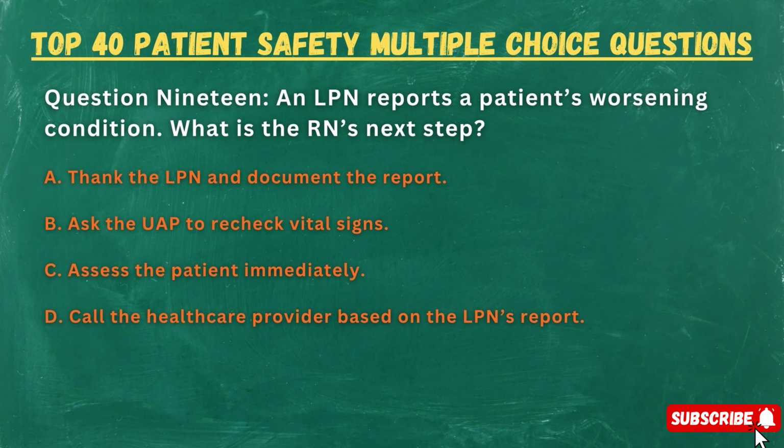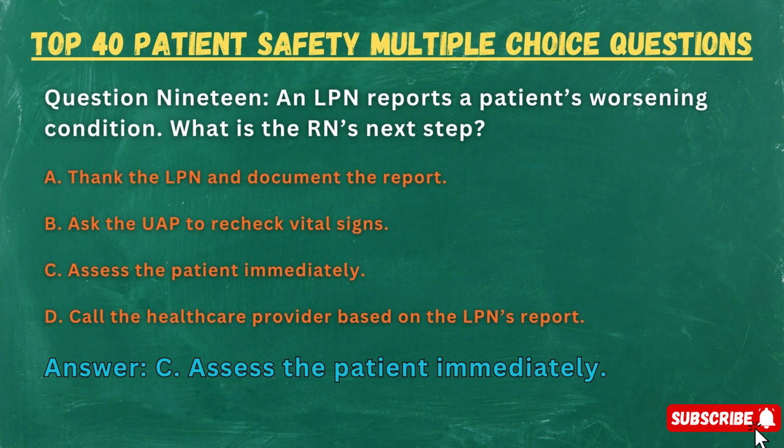Question 19. An LPN reports a patient's worsening condition. What is the RN's next step? A. Thank the LPN and document the report. B. Ask the UAP to recheck vital signs. C. Assess the patient immediately. D. Call the healthcare provider based on the LPN's report. Answer. C. Assess the patient immediately.